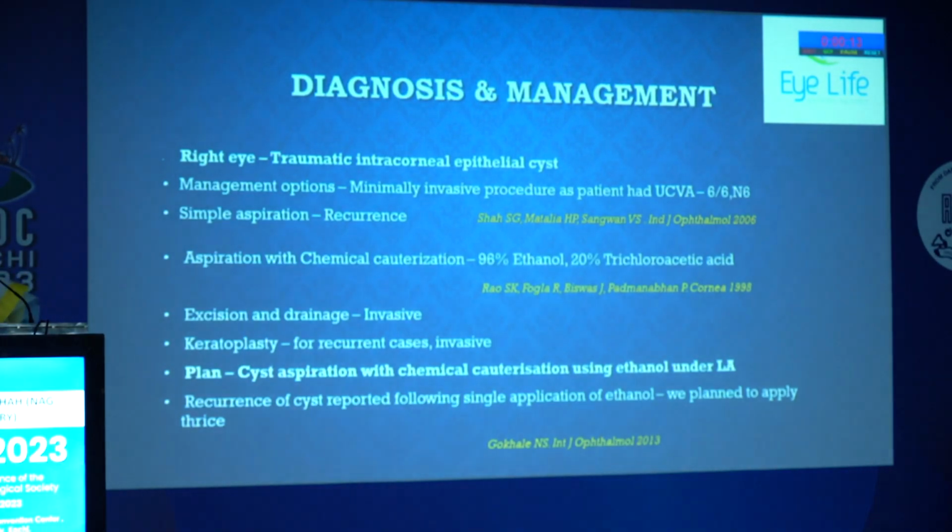So based on these findings, we diagnosed this to be a case of traumatic intracorneal epithelial cyst. As for the management options, even though he was 6/6 unaided, he wanted some treatment because he was worried that it might increase in size, and he was worried about the cosmetic appearance. So we wanted to do something minimally invasive. The simplest could be a simple aspiration, but that leads to recurrence. So we planned an aspiration with chemical cauterization, with the options being ethanol and trichloroacetic acid.